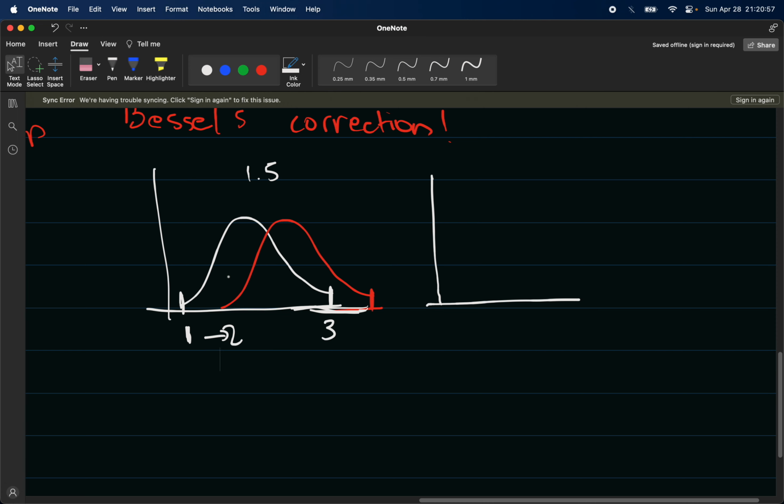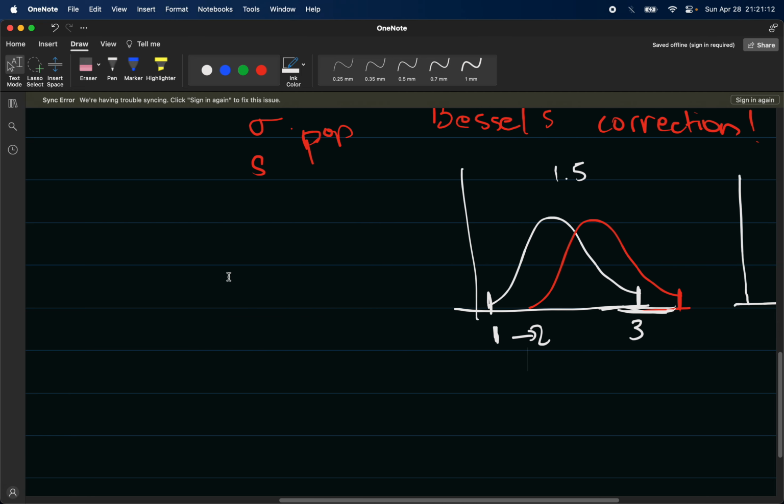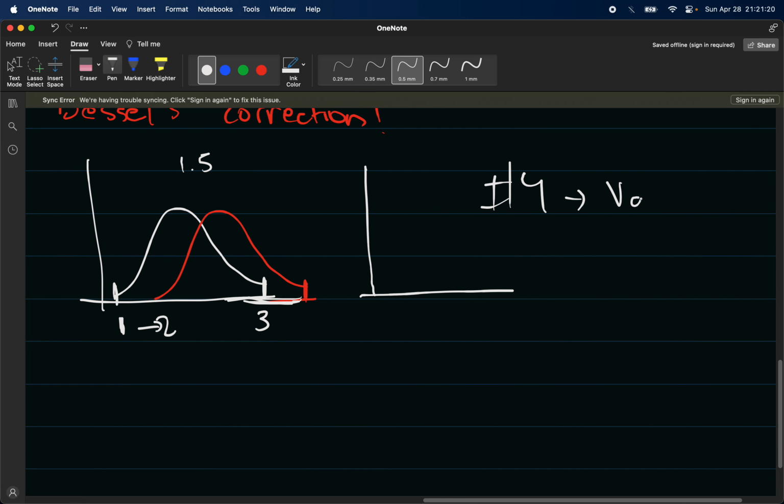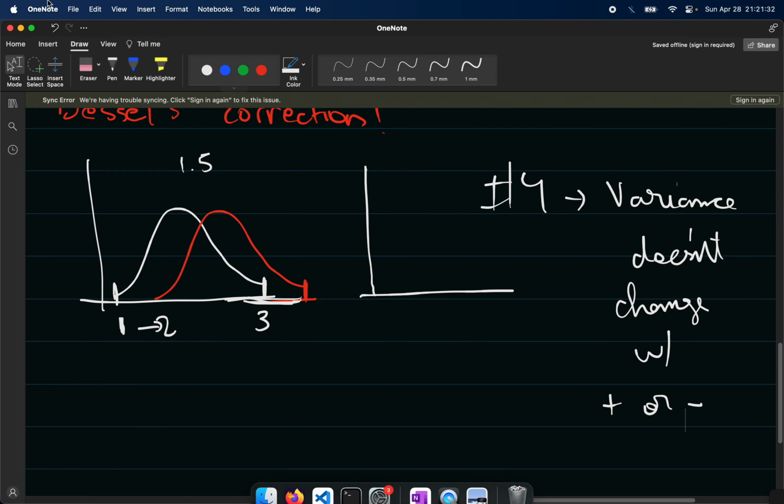But it does change with multiplication and division, and that isn't in chapter 2. So we'll get to it where it is. I think it's in chapter 3 or 4, I don't know. But we'll get to it then. For now, just remember that variance, this is tip number 4, variance doesn't change with addition or subtraction.